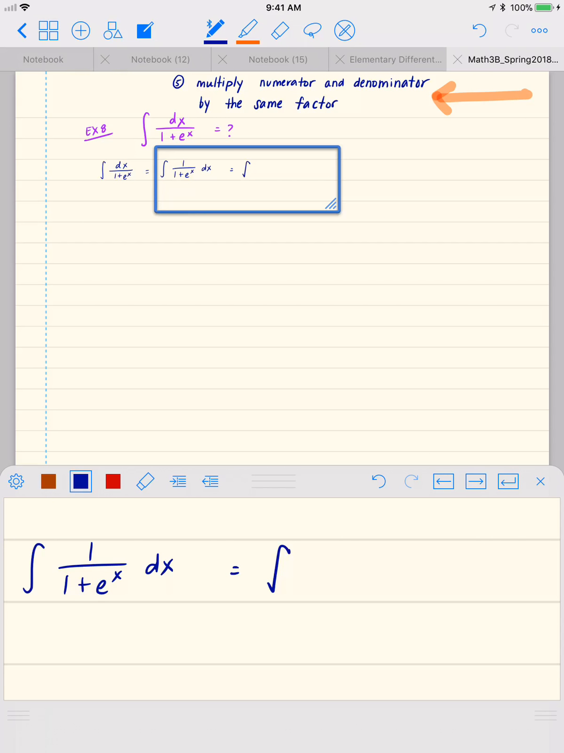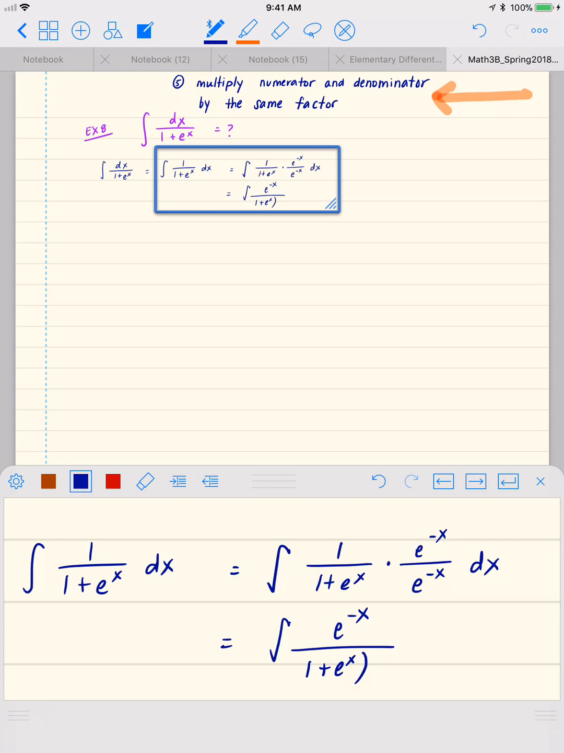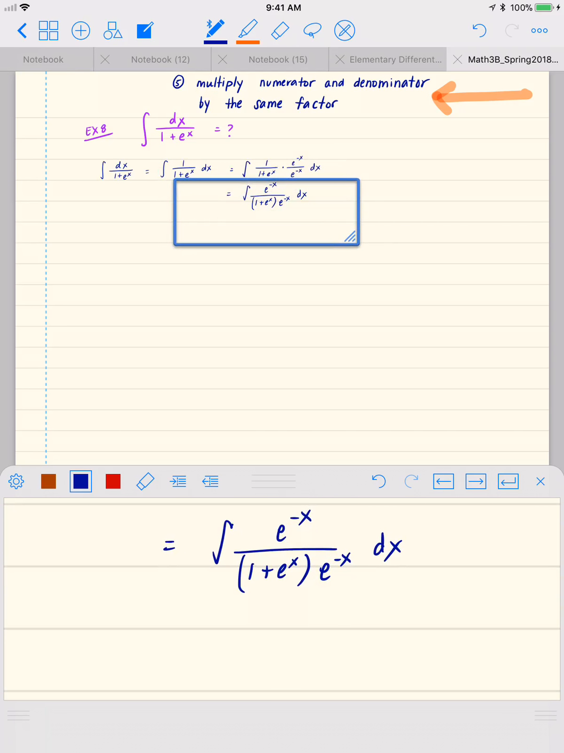We're going to multiply the numerator and the denominator by e to the negative x. So we have 1 over 1 plus e to the x, e to the negative x in the numerator, e to the negative x in the denominator. Okay, so now we've got the integral, e to the negative x in the numerator, and in the denominator, I'm going to need to distribute because I've got 1 plus e to the x times e to the negative x. Okay. And when I distribute, in the numerator, I'll still have e to the negative x. And in the denominator, that's going to give me e to the negative x.